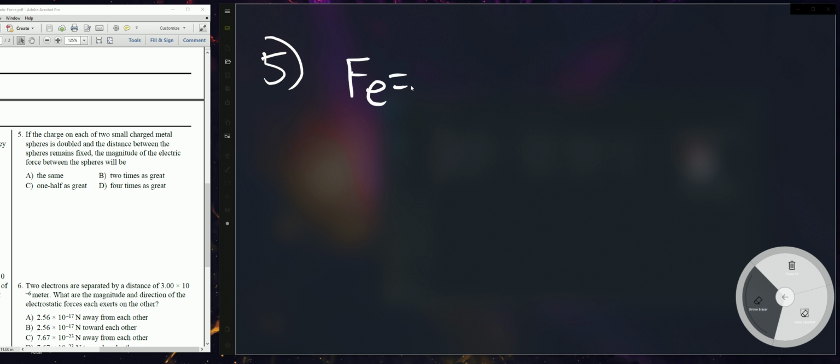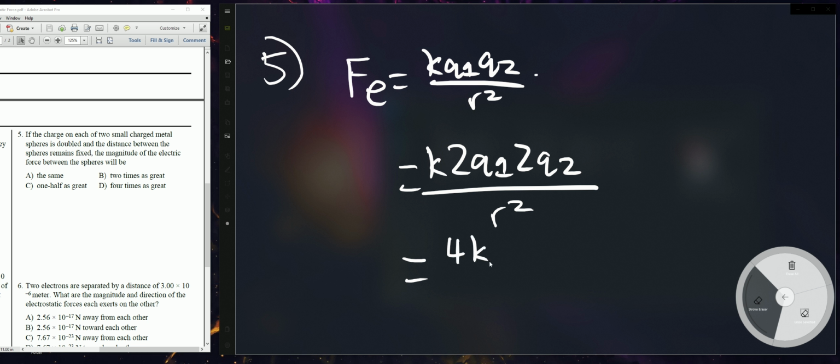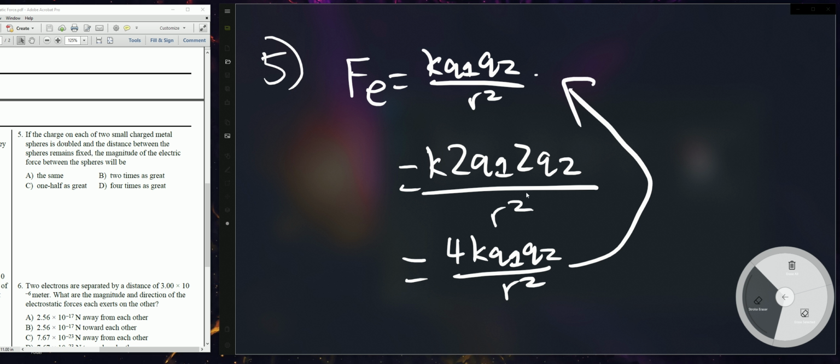So again, we'll look at this formula right here. If you double the charge of these point charges, what's going to happen is K times 2Q1 times 2Q2, because you're doubling your charge. Then you get 4KQ1Q2 over R squared. What's this number compared to your original number? Give you a hint. It's 4 times. You see this 4 right here. So D, 4 times is great.